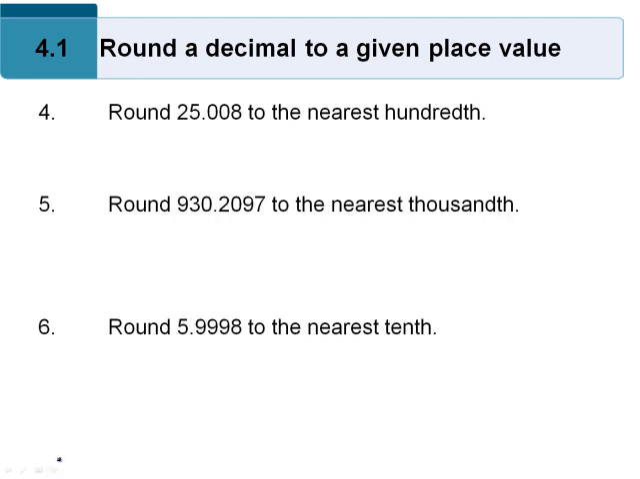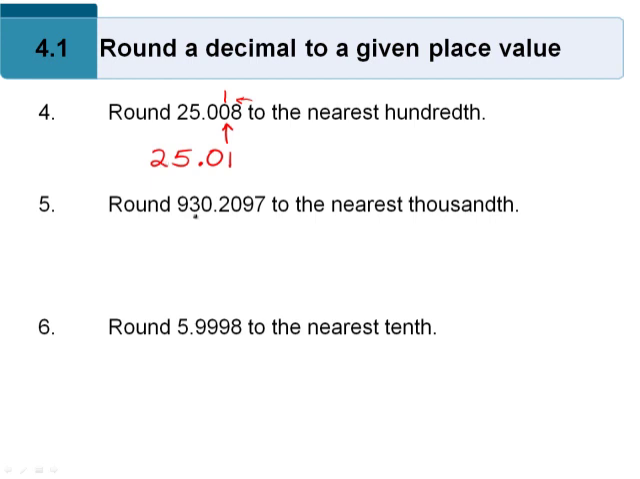All right, here's some more. Round 25.008 to the nearest hundredth. So this second 0 here is in the hundredths place. So the 8, that's 5 or more, so we're going to add 1 to our place value digit. 1 plus 0 is 1, and then bring down all the other digits to the left. So we get 25.01, and the 8 drops off completely.